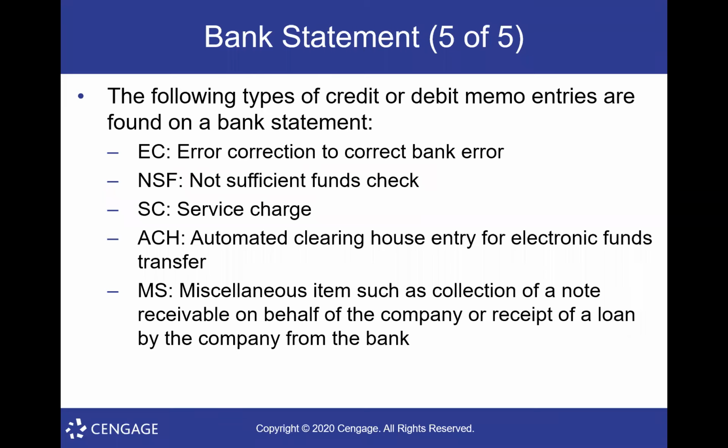Here's a bunch of credit and debit memo entries that you find on a bank statement. EC means error correction. NSF means not sufficient funds. That means if you write a check to somebody and the bank goes to draw on that check and there's not enough money in your account, you get an NSF, which sometimes people call a bounced check. Then usually they charge you a fee and you still have to pay that person. SC is a service charge. ACH, which usually means money coming in, means automated clearinghouse, which is a third party that handles these transactions between banks.